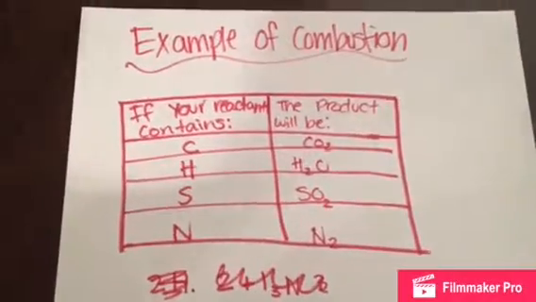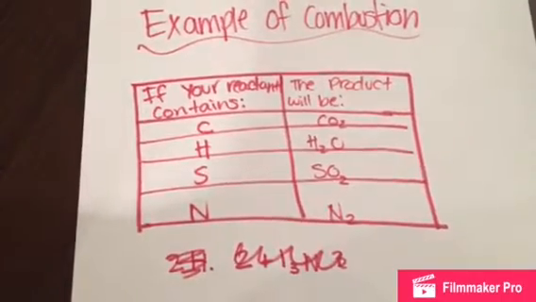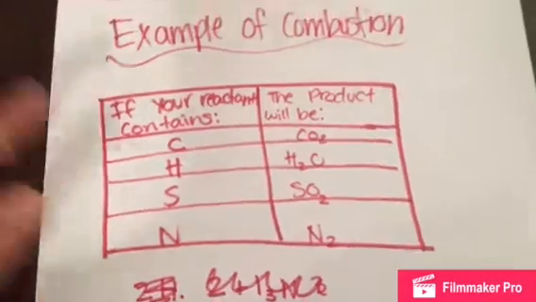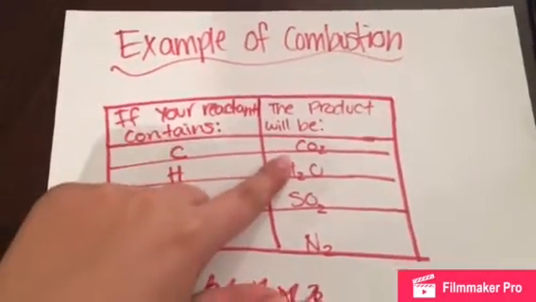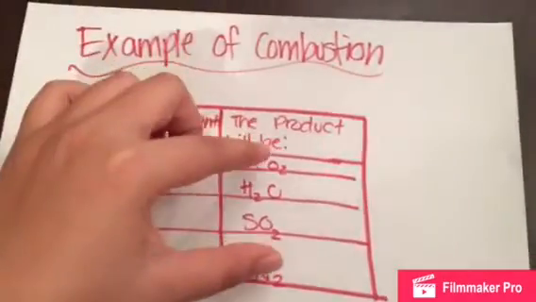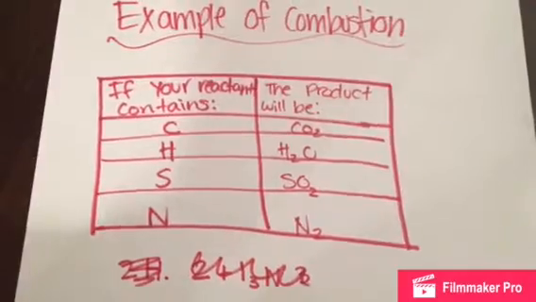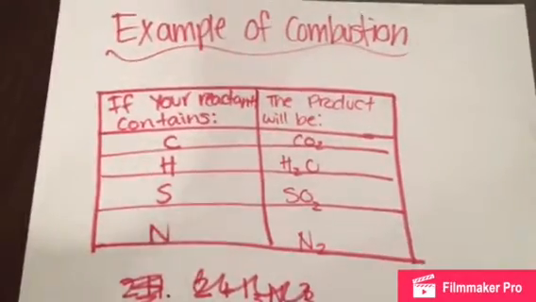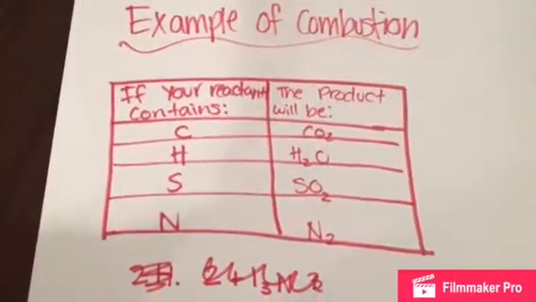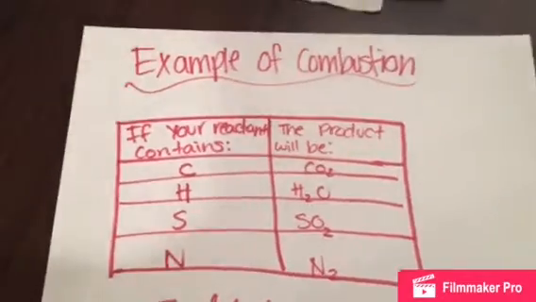Now, an example of combustion. So in order for you to do combustion, you would need to know all these things. The charts, basically. So carbon would change to CO2, but this is only if your reactant contains any of these so that they will be switched over to this. So a lot of the time, combustion deals with the equation ending with CO2 plus H2O. And you need to have that to understand combustion.